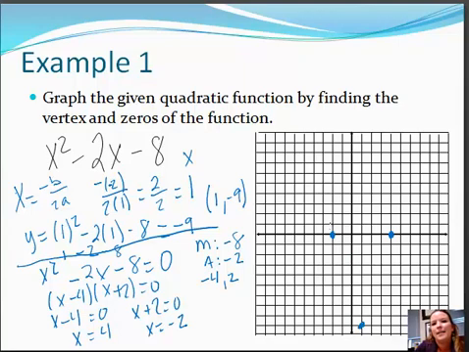Alright, now you can kind of see the picture. It should be pretty symmetric. I've got 1, 2, 3, and 1, 2, 3 away from my vertex. Now when you draw your picture, a quadratic is a parabola. So it should not look like a V. It should go through that point a little bit better than mine does. It should come down, and it should curve up. It should look like a U.